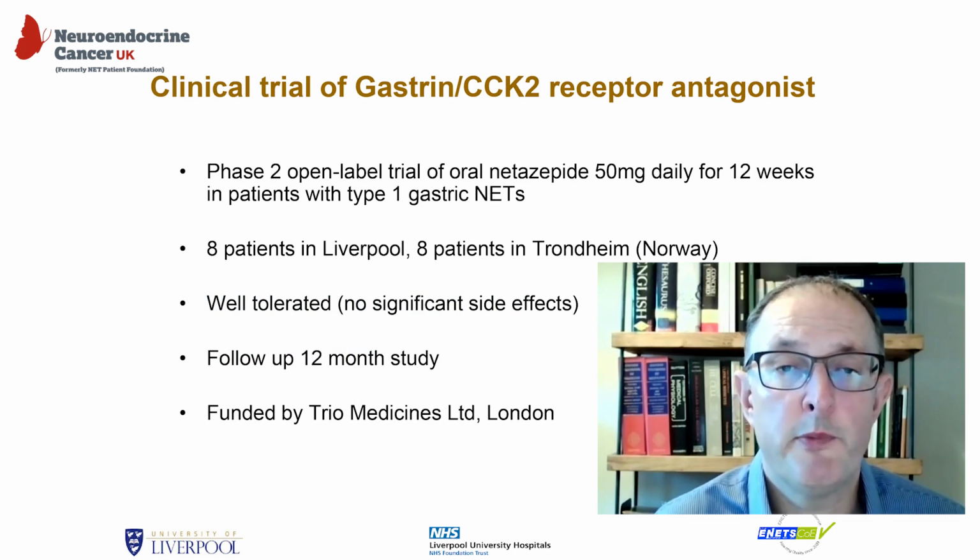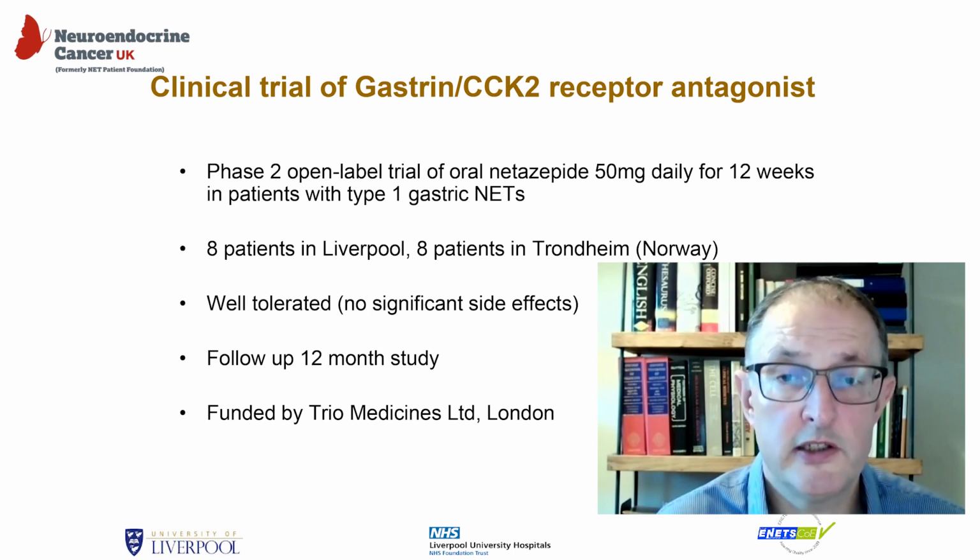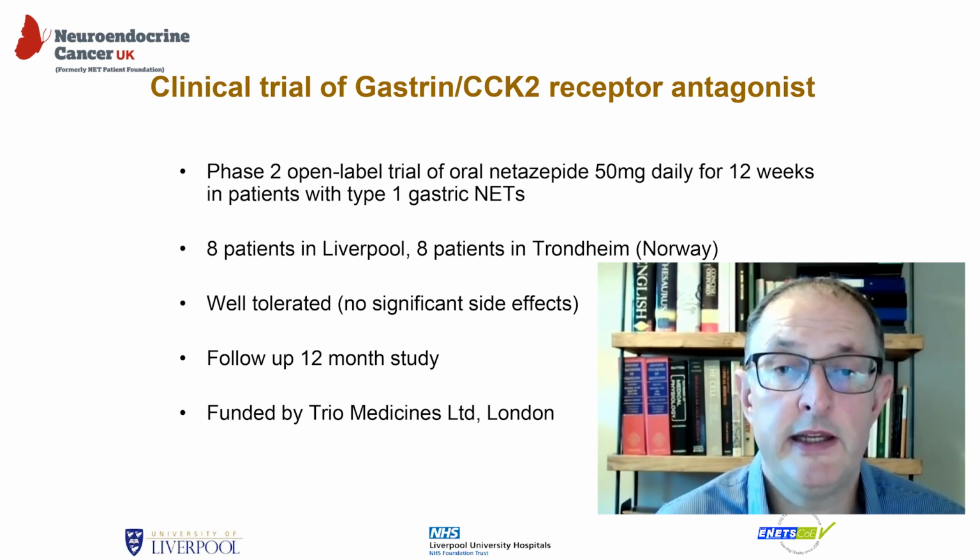So a few years ago in Liverpool, we conducted a trial of a potential new treatment for gastric neuroendocrine tumours. This is a drug called netazepide, which is taken orally once a day. The drug is produced by Trio Medicines Limited in London, and it's still in development. So this isn't a medication that can currently be prescribed to patients, and the company still needs to be doing more trials before it can be approved for use.